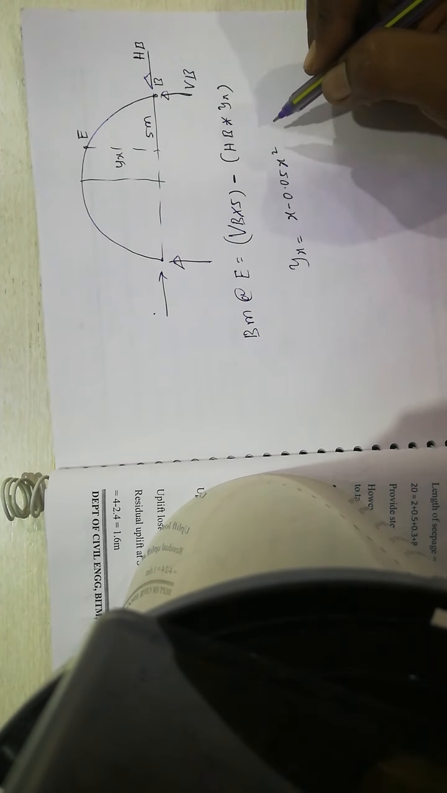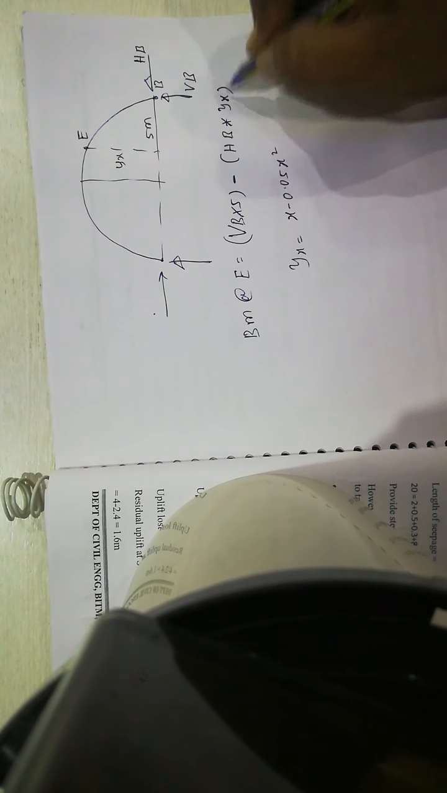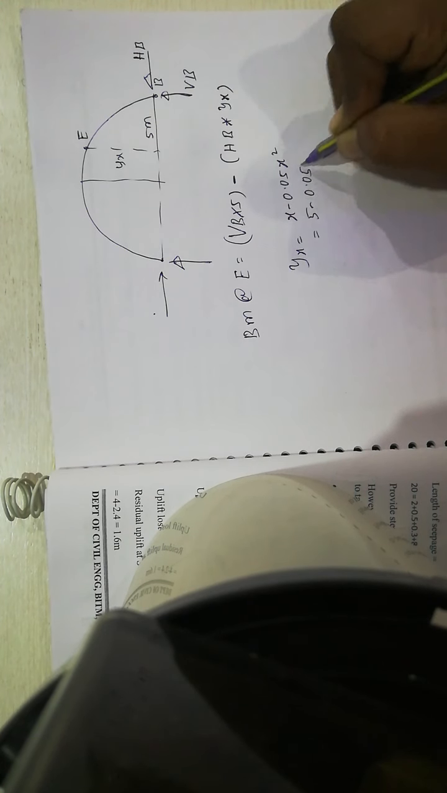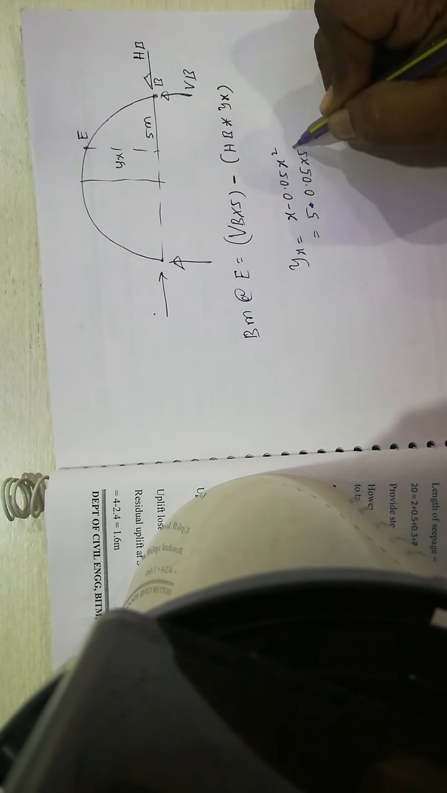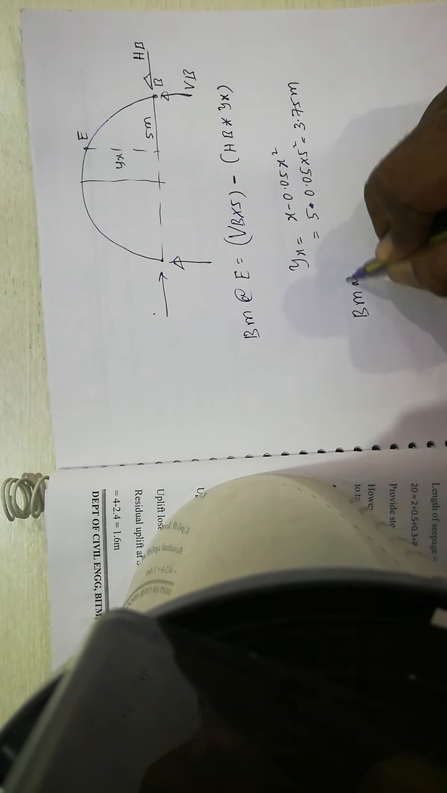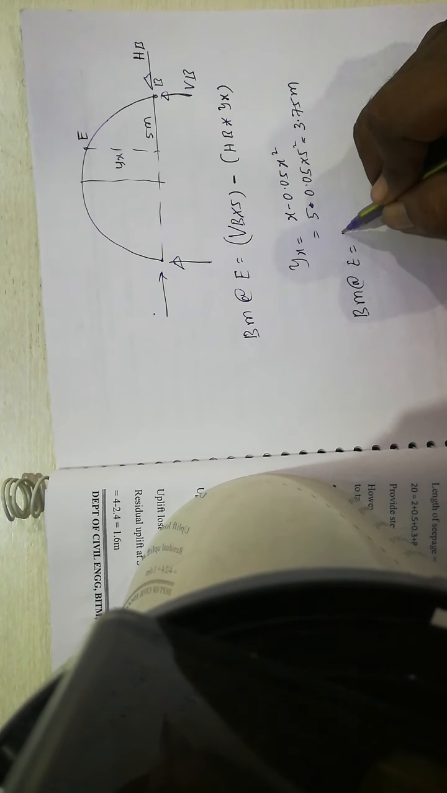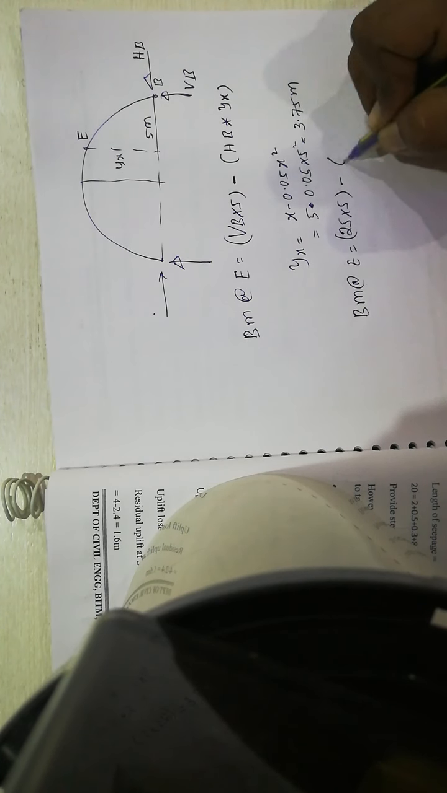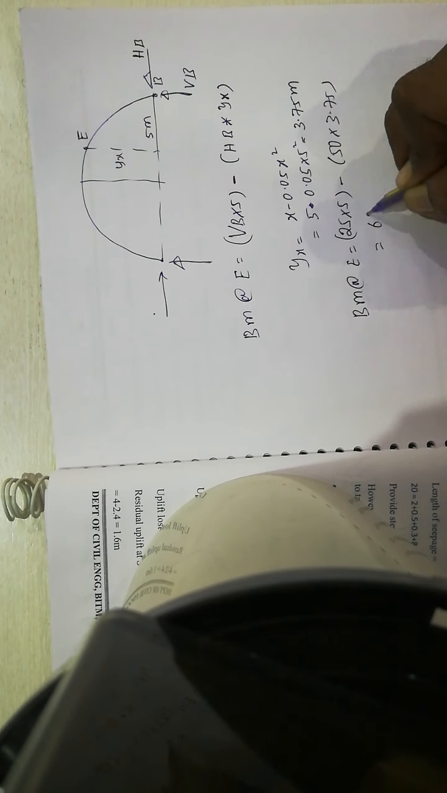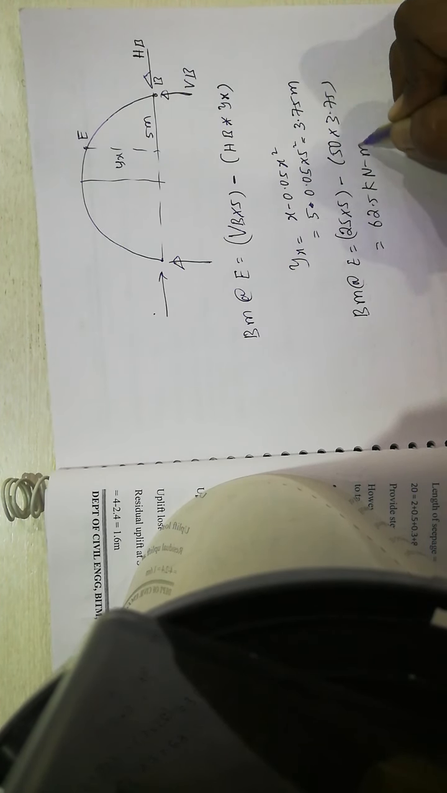On substituting this x value, we get the same thing, that is 3.75 meters. Substituting back there, VB, as we got here, is 25 into 5, minus HB, which is 50, into 3.75. So we get 62.5 kilonewton meter.